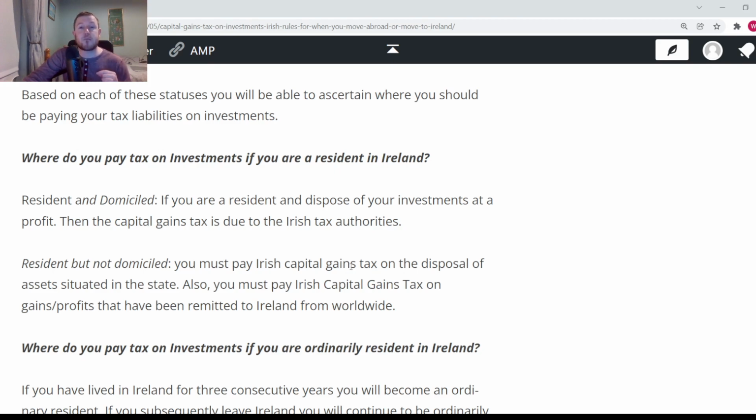Also, you may have to pay Irish capital gains tax on gains and profits that have been remitted to Ireland from worldwide. So that means if you have investments sitting in another country, you may only have to pay Irish capital gains tax on those if you remit the profits back to Ireland. So that may be an interesting one for anybody who has moved to Ireland from elsewhere.